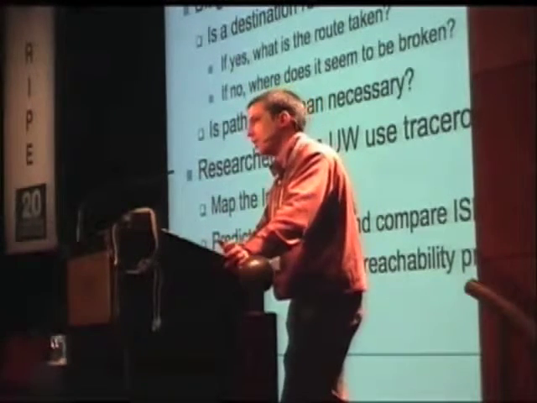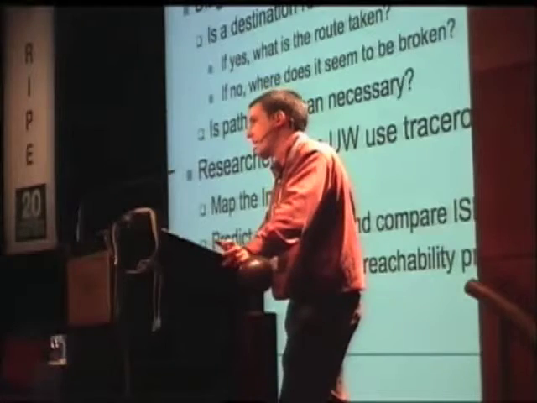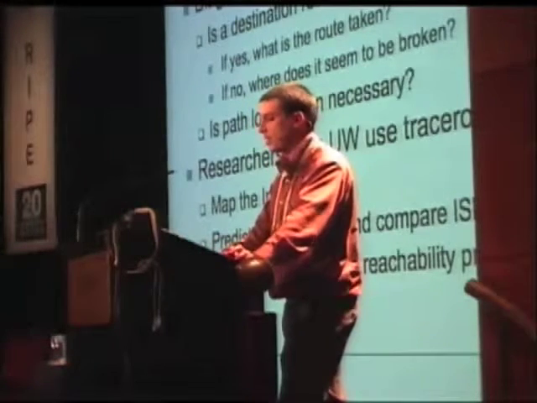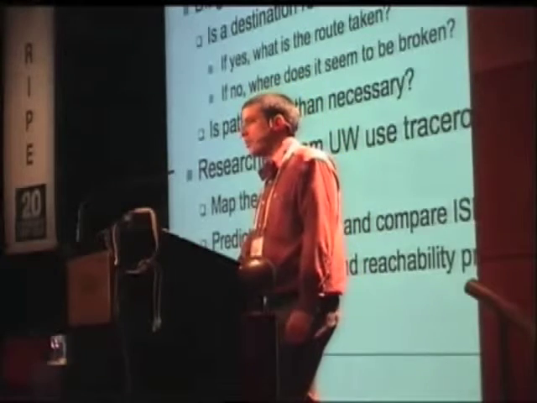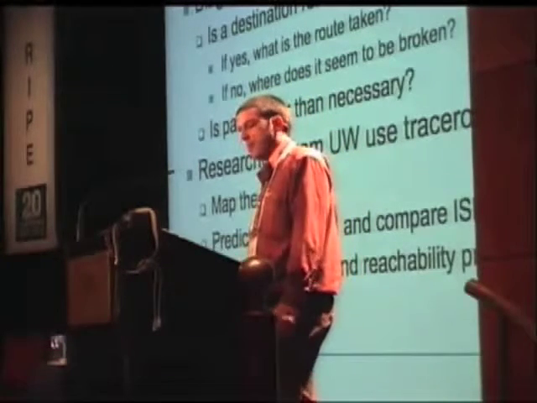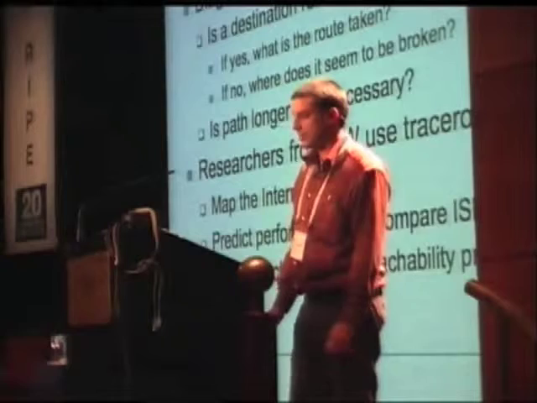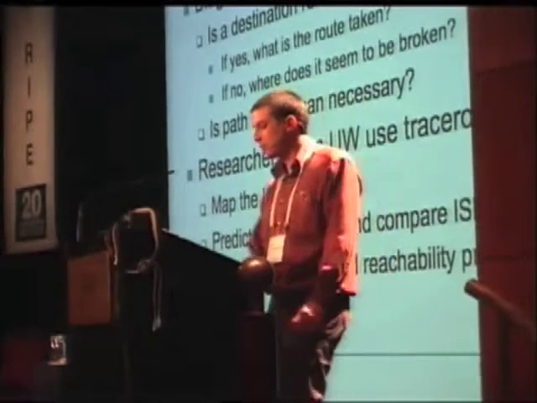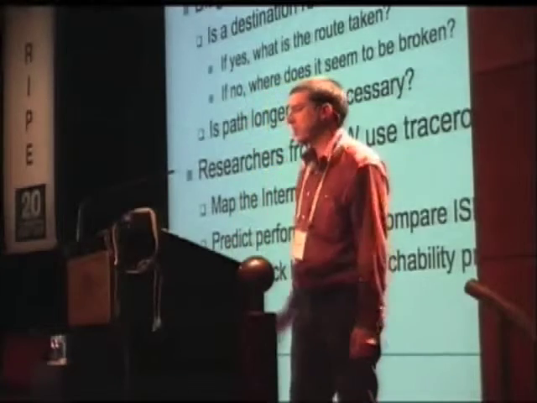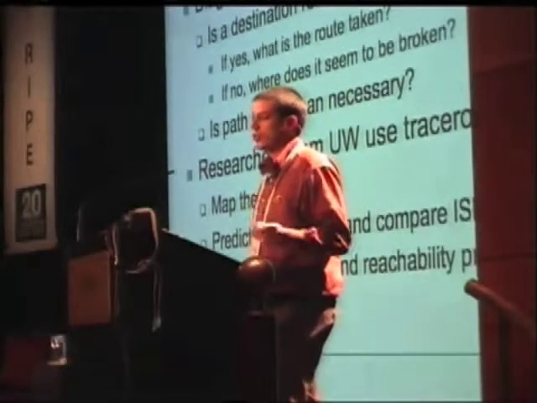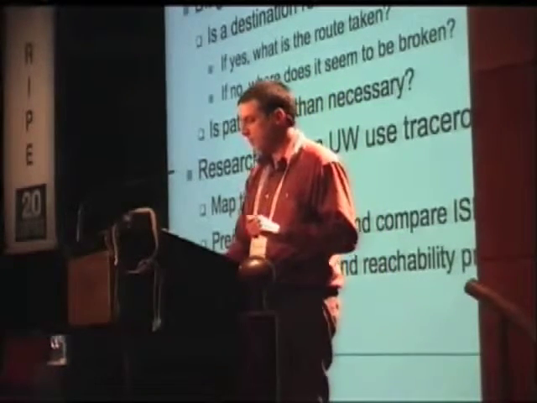At University of Washington, we use it for a number of things. We map the internet. We have a system that predicts performance and compares ISP performance. And I was at RIPE last year in Berlin talking about my system Hubble that detects reachability problems and black holes across the internet using traceroutes. So what I quickly realized with Hubble was that a limitation of Traceroute was really restricting my ability to tell what was going on.